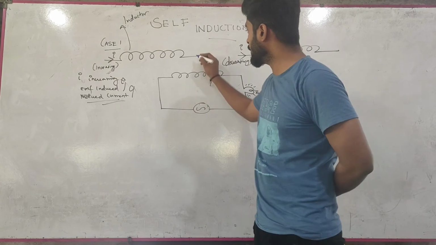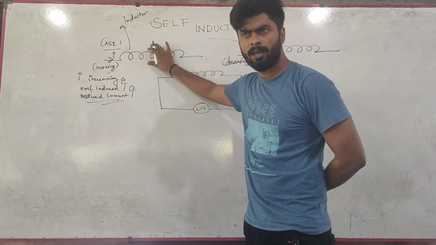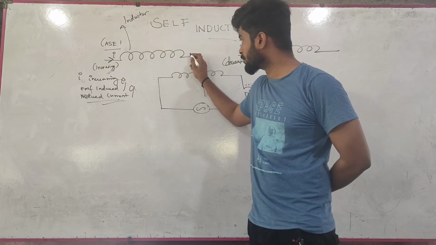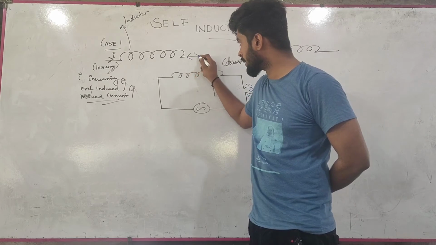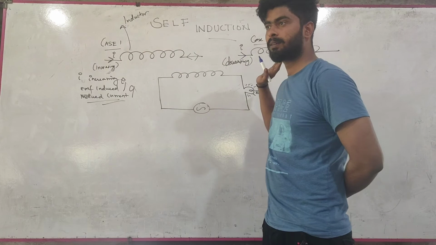So, tell me, how will be the direction of induced current in this coil? There is an EMF induced in this coil, as a result of which there will be an induced current. Tell me whether the direction of induced current will be like this or like this. Will it be towards left or towards right?